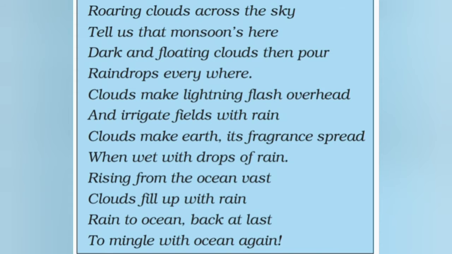Roaring clouds across the sky tell us that monsoon's here. Dark and floating clouds in power, raindrops everywhere. Clouds make lightning flash overhead and irrigate fields with rain. Clouds make earth its fragrance spread. When wet with drops of rain rising from the ocean vast, clouds fill up with rain, rain to ocean back at last, to mingle with ocean again.